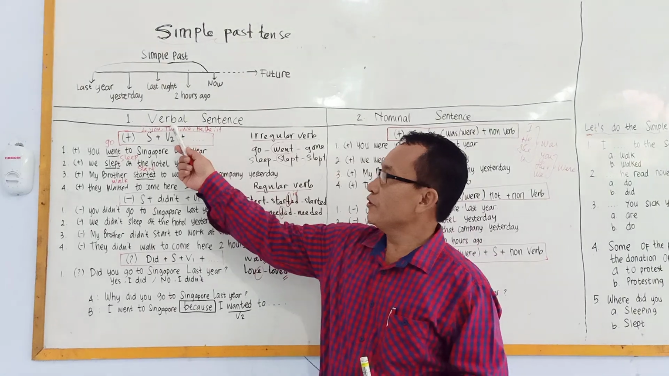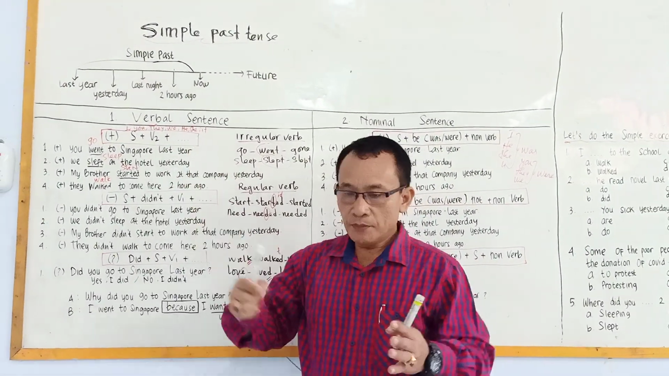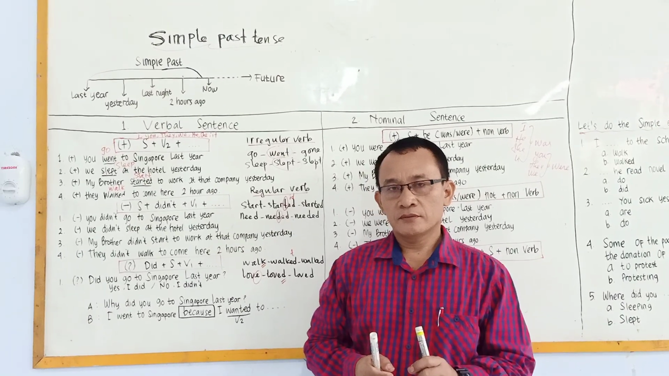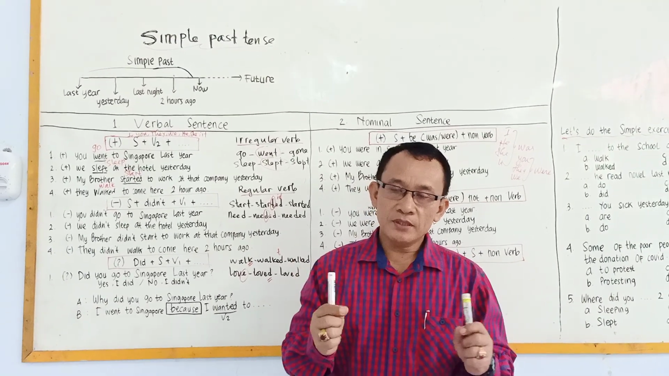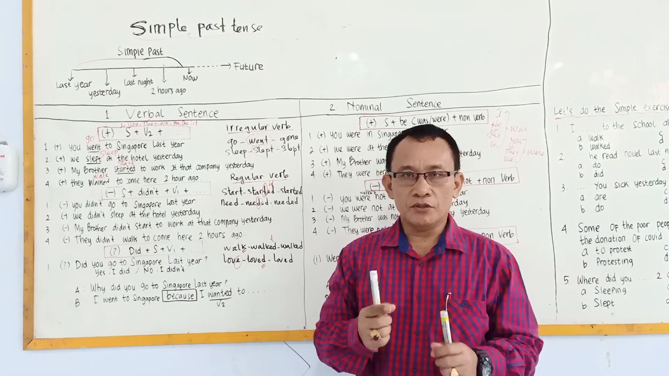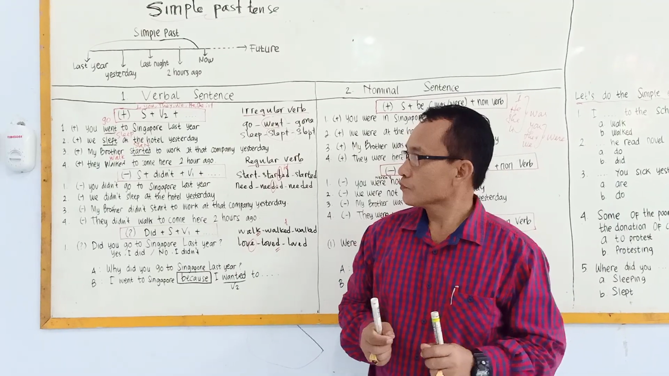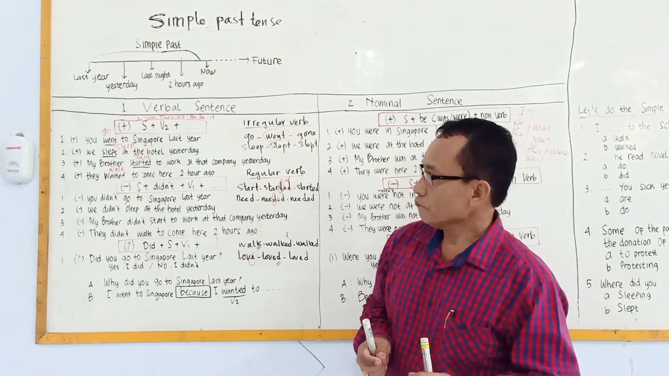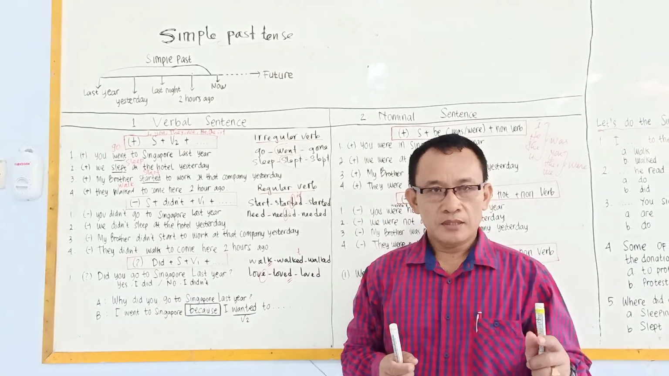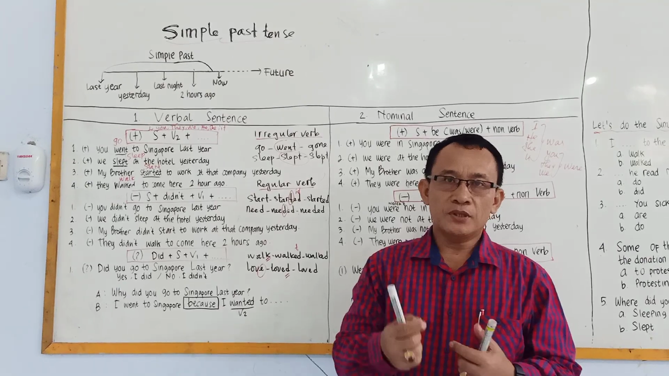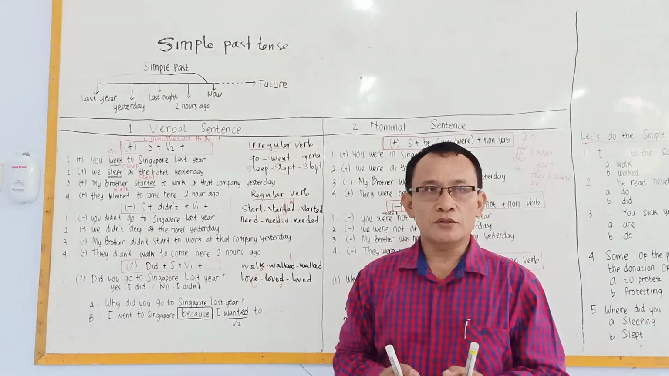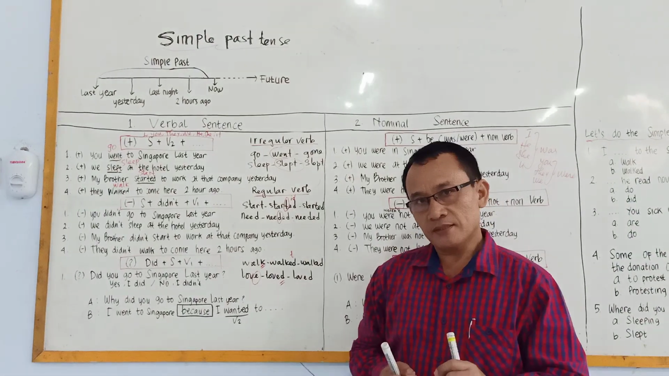Well, verbal sentence. Verbal sentence is a sentence which has a verb. So, if there is a verb in the sentence, we call it verbal sentence. No verb in the sentence, we call it nominal sentence. If you want to make a sentence, you must understand first whether you want to make a positive sentence, negative sentence, or question or interrogative sentence. Now let's start one by one.